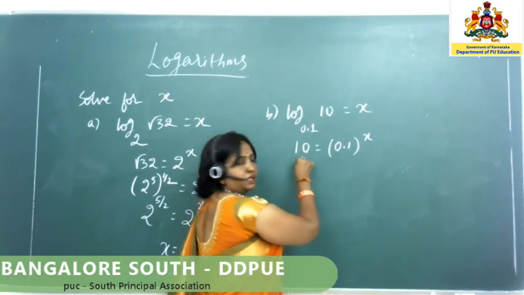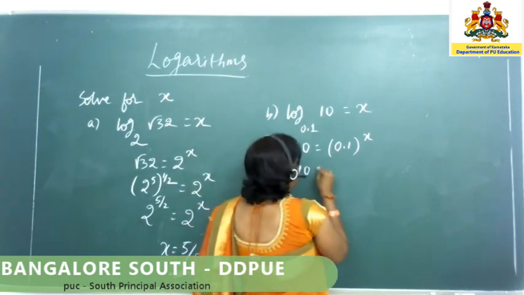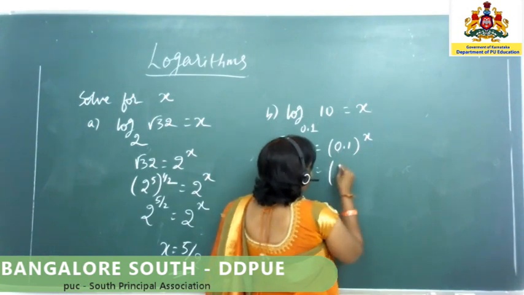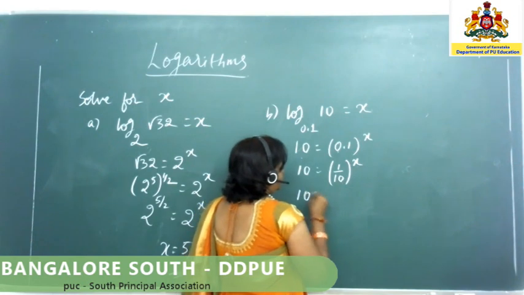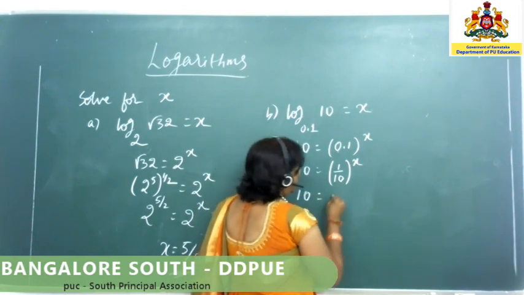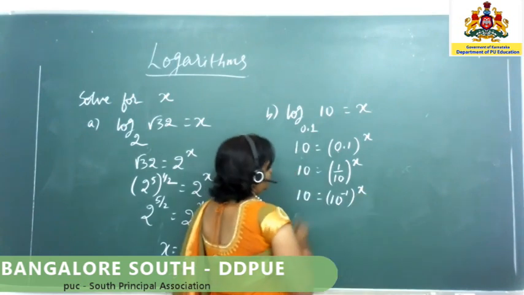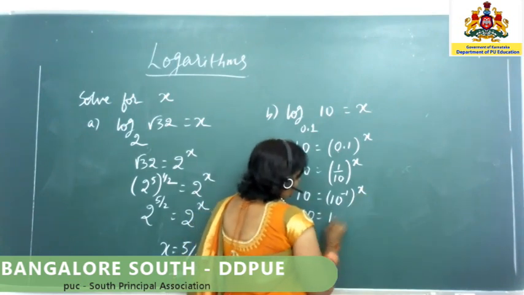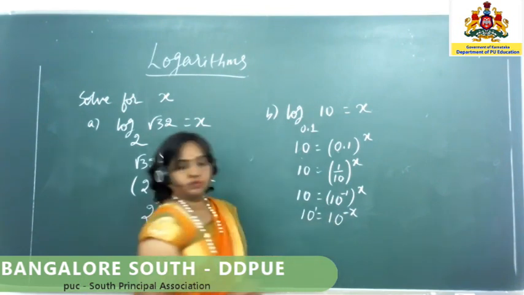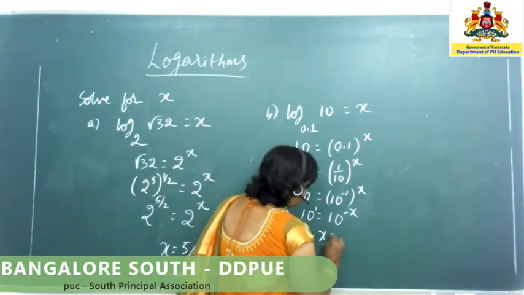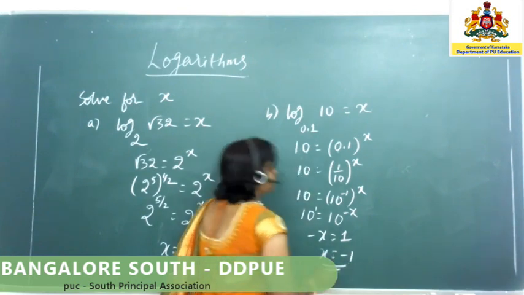So what is the number here in the LHS? It is 10. So 0.1 can be written as 1 by 10 to the power of x. So that can be written as 10 is equal to 10 to the power of minus 1 to the power of x. So 10 is equal to 10 to the power of minus x. When the bases are same, the power will be equal. Minus x is equal to 1. So x is equal to minus 1.